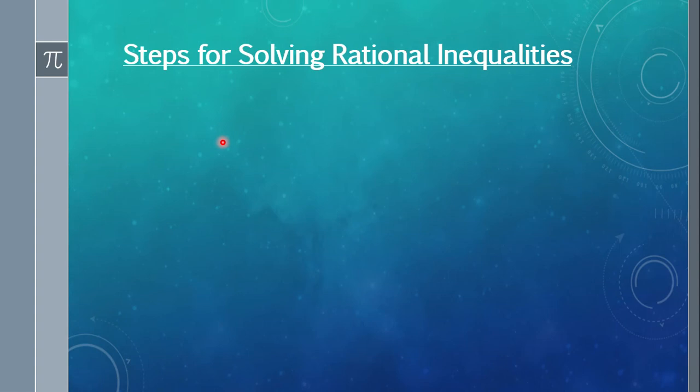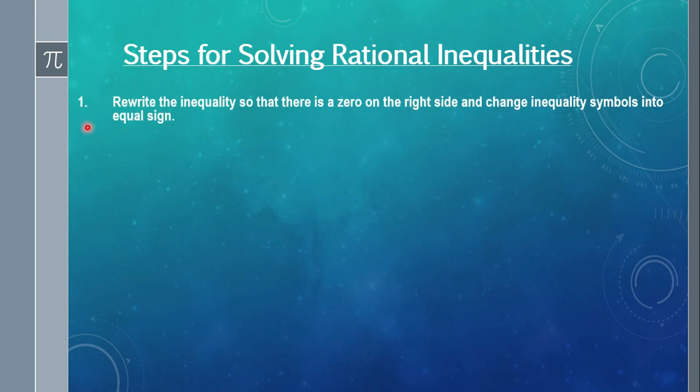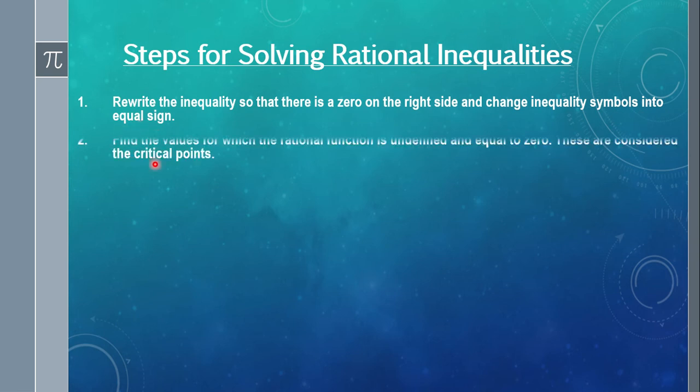We have steps here to consider, and all you need to do is to familiarize the steps which will be presented in this video. Starting with the first one, rewrite the inequality so that there is a zero on the right side and change inequality symbols into equal sign. And for the second one, find the values for which the rational function is undefined and equal to zero. These are considered the critical points.